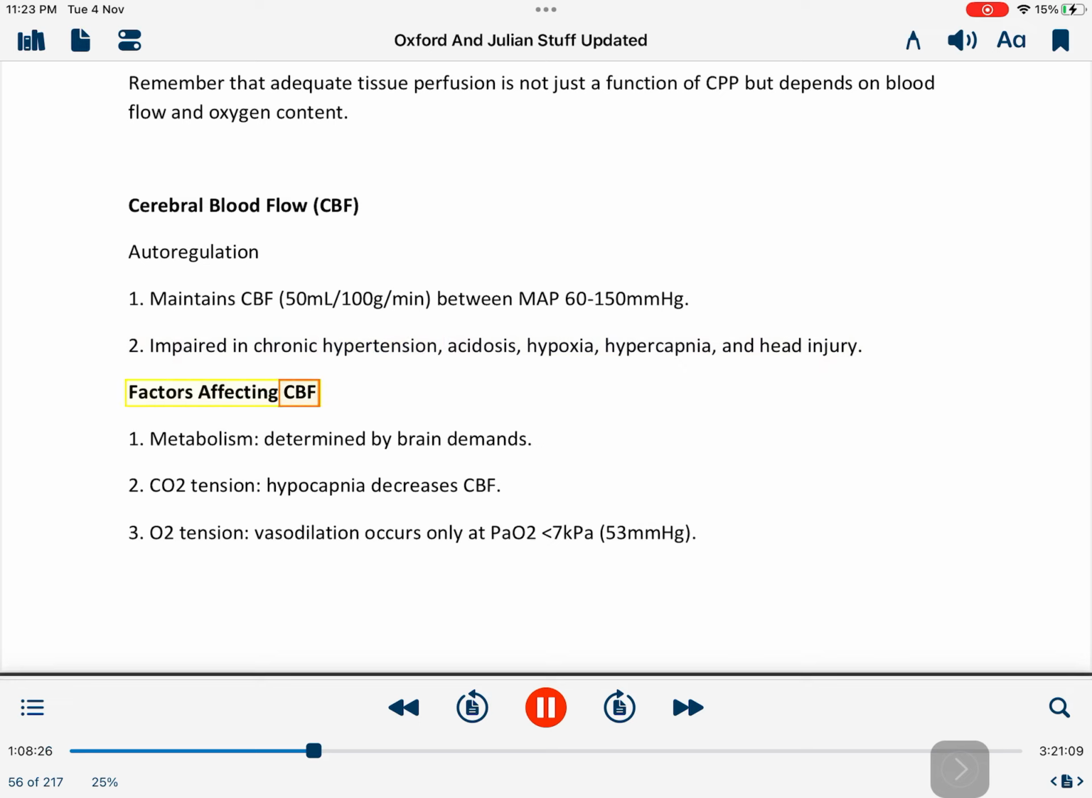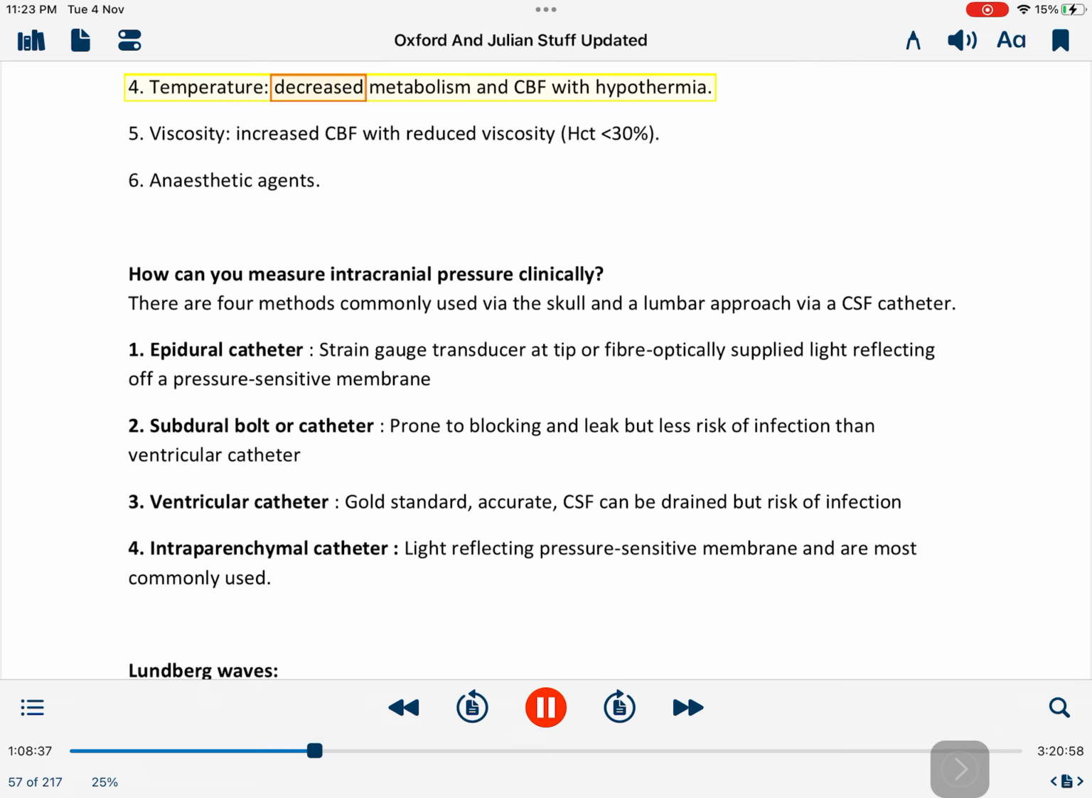Factors affecting CBF. 1. Metabolism, determined by brain demands. 2. CO2 tension: hypocapnia decreases CBF. 3. O2 tension: vasodilation occurs only at PO2 less than 7 kPa, 53 mmHg. 4. Temperature: decreased metabolism and CBF with hypothermia. 5. Viscosity: increased CBF with reduced viscosity, HCT 30%. 6. Anesthetic agents.